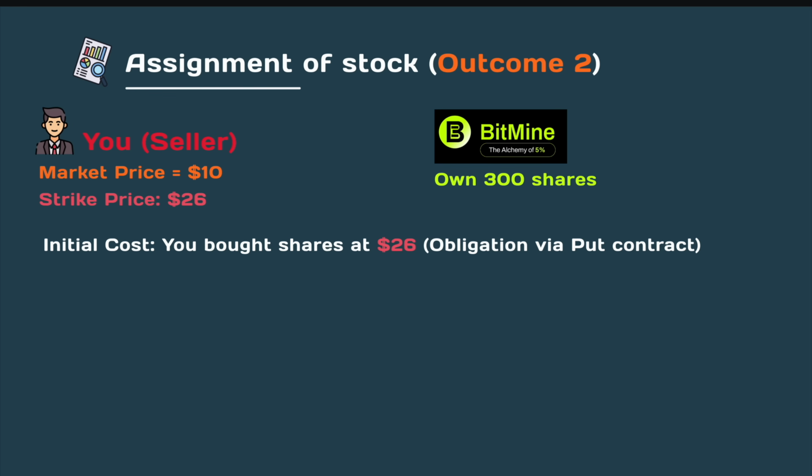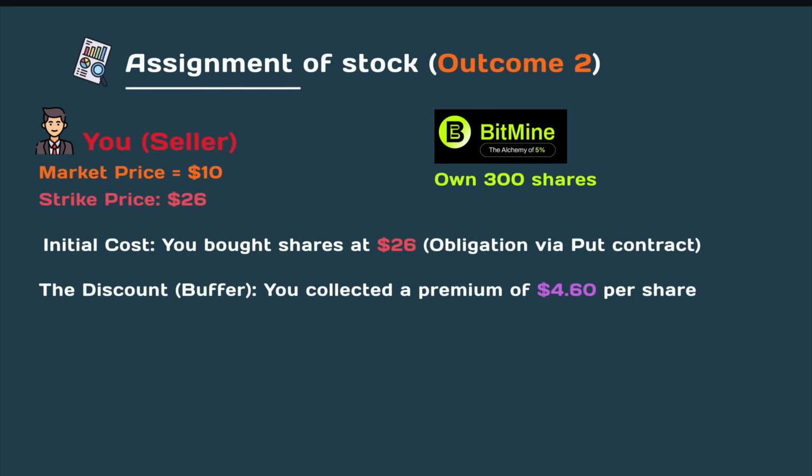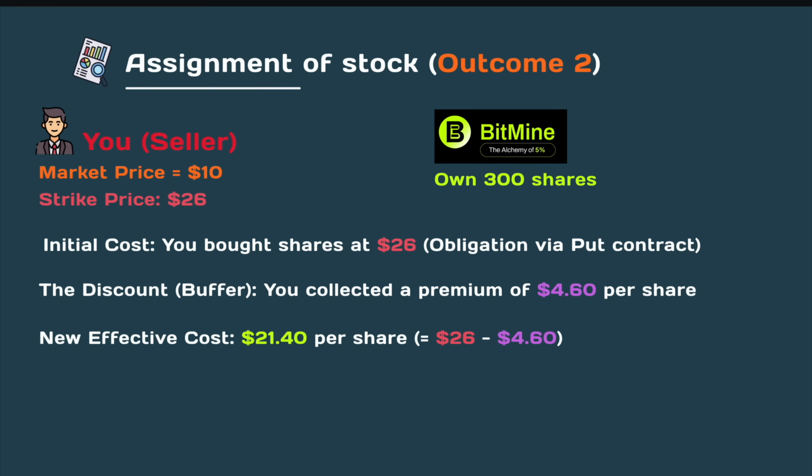So you can think about your initial cost when you were assigned the stock, because the buyer exercised their right to sell you each share at $26. So that's your initial cost. Remember that entering this trade, you collected a premium of $4.60 per share. That's your buffer discount in this scenario. So if you take $26 minus $4.60, you can think of your effective cost per share, or your book value cost, as actually $21.40 when you do the math.